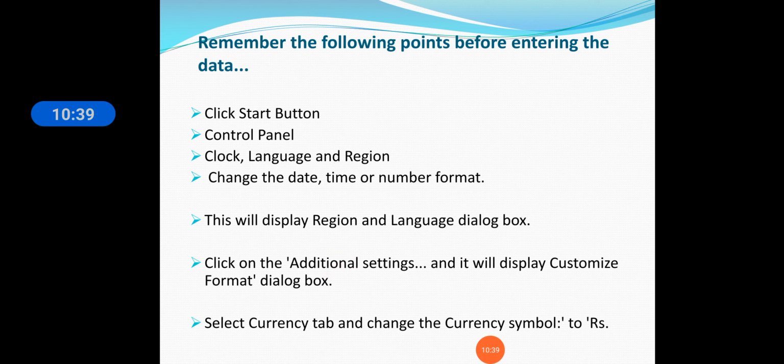Now how many steps are there? You can see 7 steps are there. First we have to go to start button, then go to control panel, then clock, language and region, then change the date, time and number format. You can also change it from here. This will display the regional and language dialog box. Dialog box will open and you have to click on additional settings and open the customize format dialog box. Means you have to change the currency symbol to rupees. Okay.